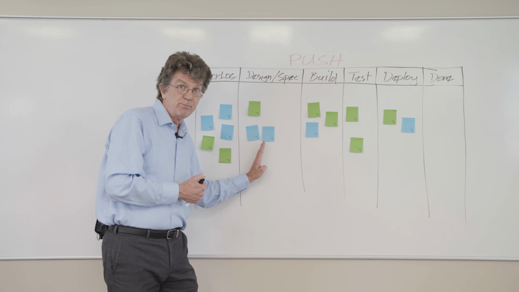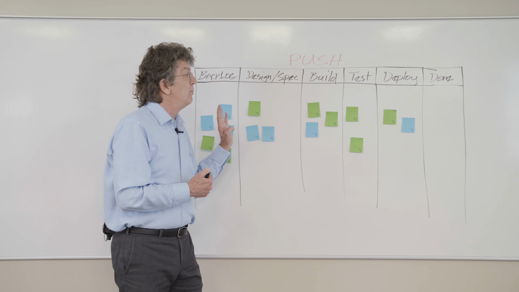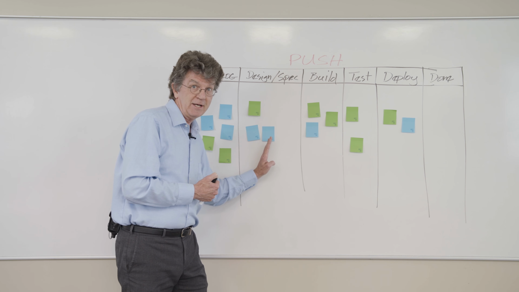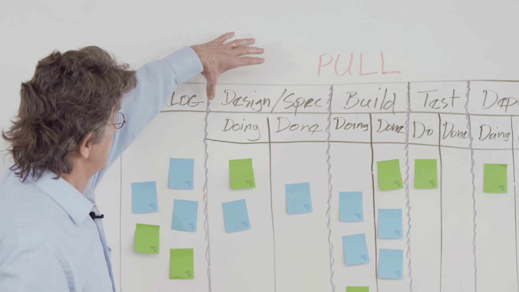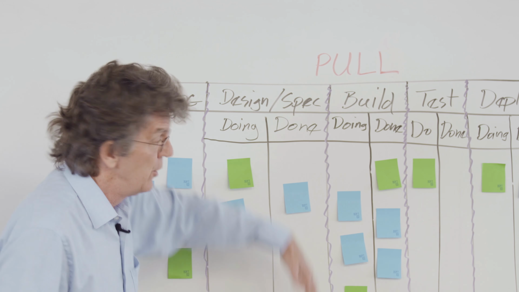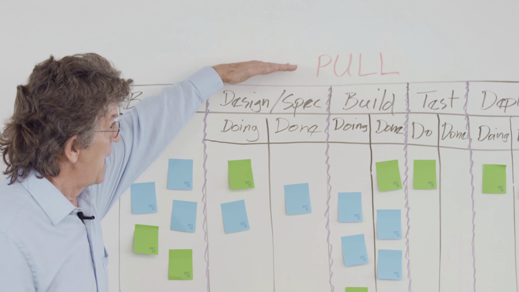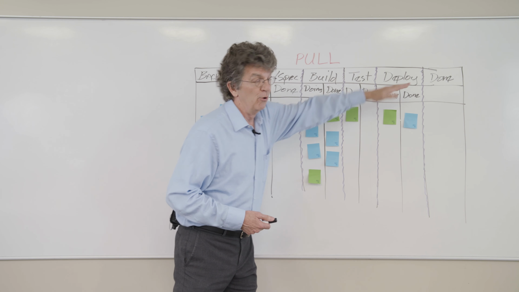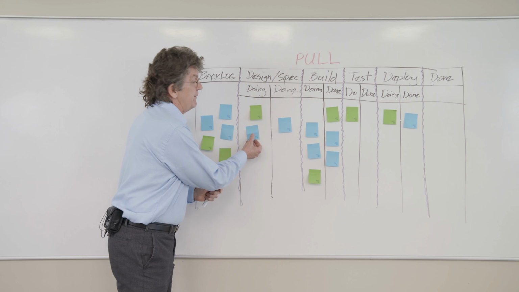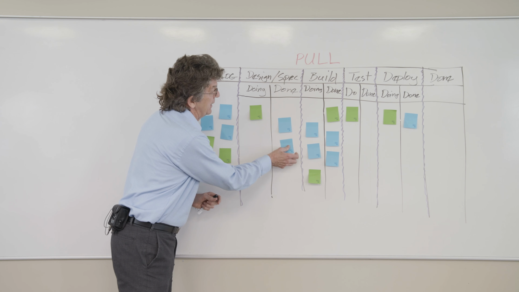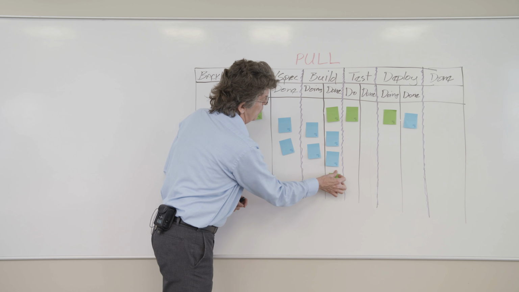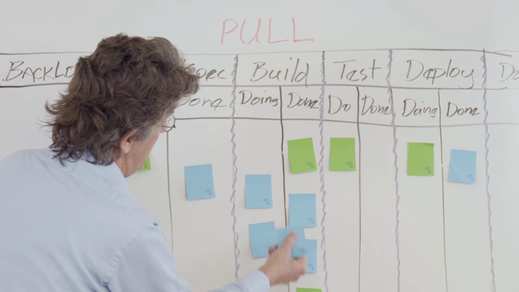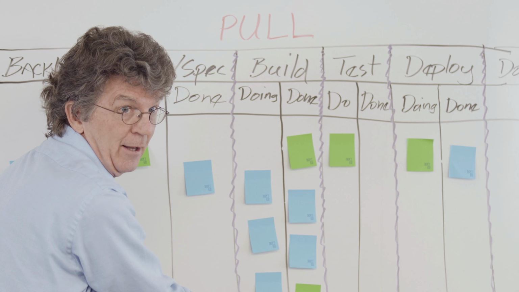Now, let me alter this board so that we can look at a pull system and see the advantages of that. For a pull system Kanban board, we simply add a done column for each of the disciplines. Design, develop, test, deploy. When I finish doing my work, I move my ticket into my done column so that a developer, when they finish their work, can come and pull a ticket into their doing column.